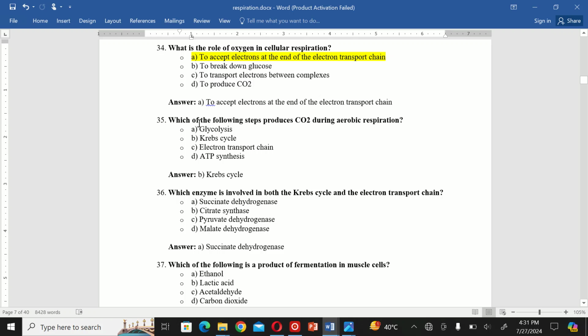The next MCQ is: which of the following steps produces CO2 during aerobic respiration? A. Glycolysis, B. Krebs cycle, C. Electron transport chain, and D. ATP synthesis. So the correct option is B.